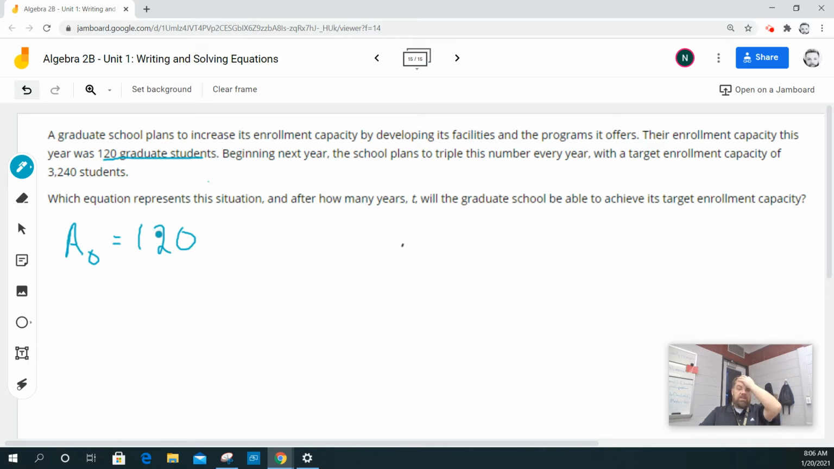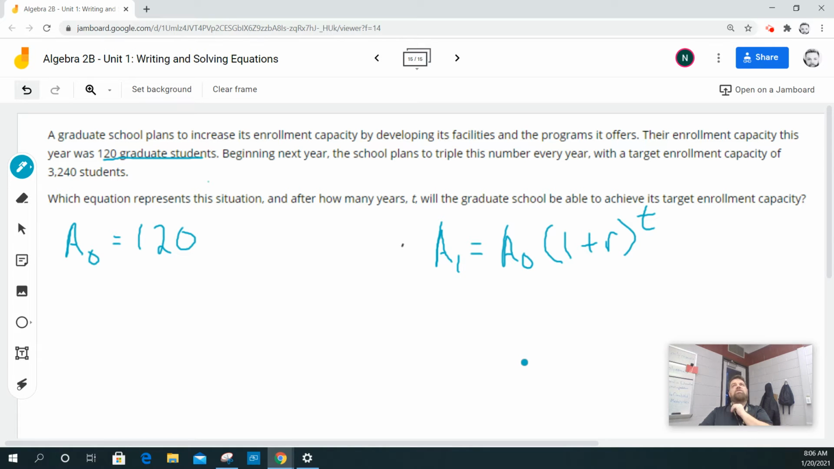Let's continue reading. Beginning next year, the school plans to triple its number every year. Now, we've used the rate. So let me talk about that. So the tripling, remember that our formula is A1 is equal to A0, and then you've got 1 plus the rate raised to the t.